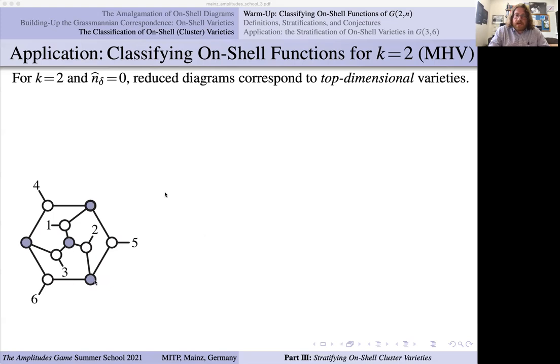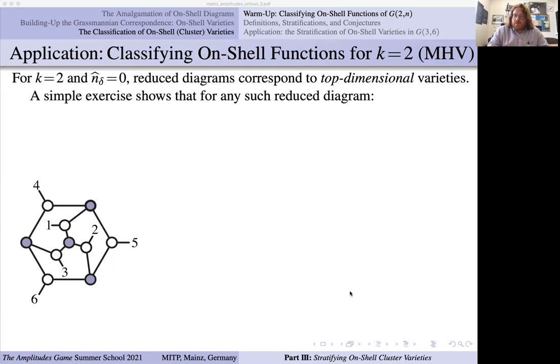And again, K is twice per blue vertex. So it's 4 times 2 plus 1, 2, 3, 4, 5, 6 times one minus the number of internal edges. And I claim that that's equal to 2. So it's something you can always read off about the graph.